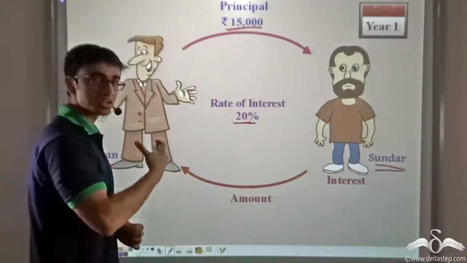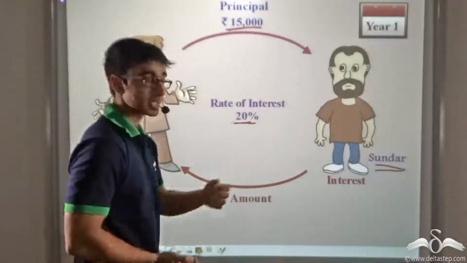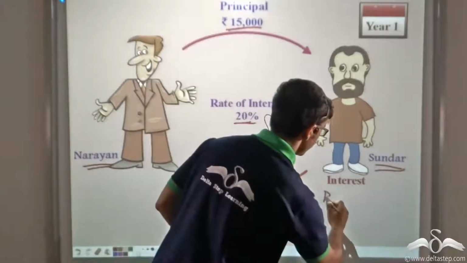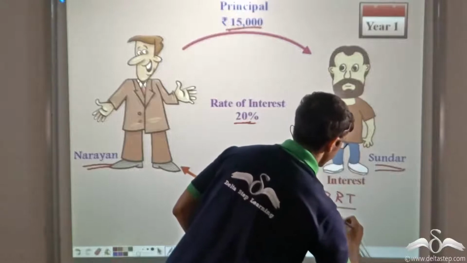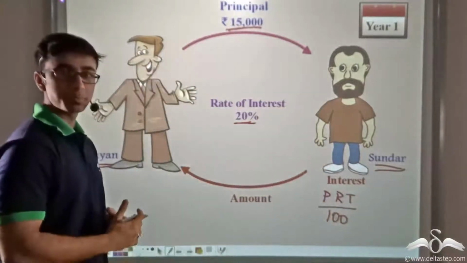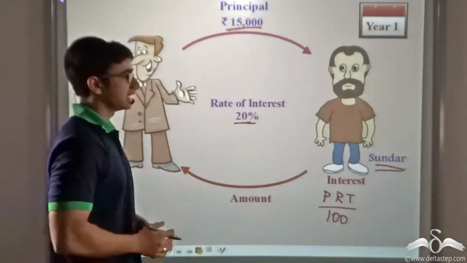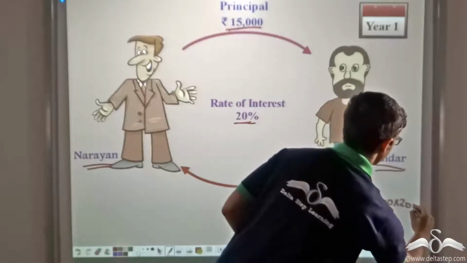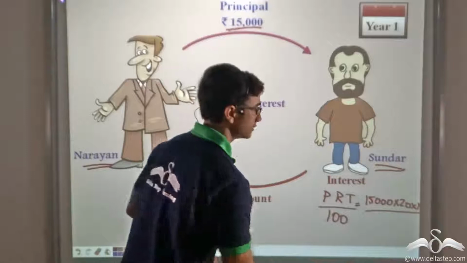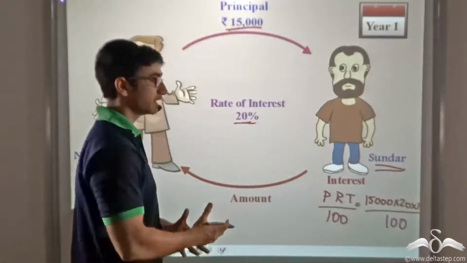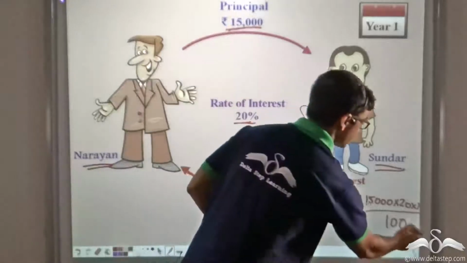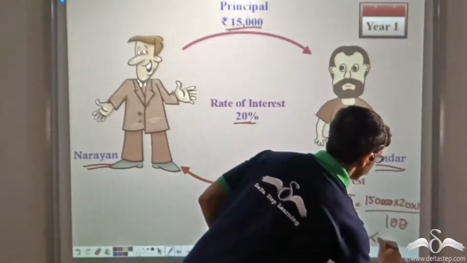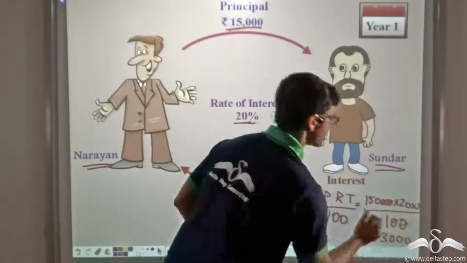Now what is the extra amount of money that Sundar will have to pay in order to be able to borrow this rupees 15,000? That is equal to P into R into T divided by 100, as we have seen from our previous discussions. So over here, if I replace the values of P, that is 15,000, R, that is 20, and T, that is 1, divided by 100, if I simplify this equation, I will get, by cancelling the zeros, 150 into 20. So 150 into 20 is nothing but rupees 3,000.